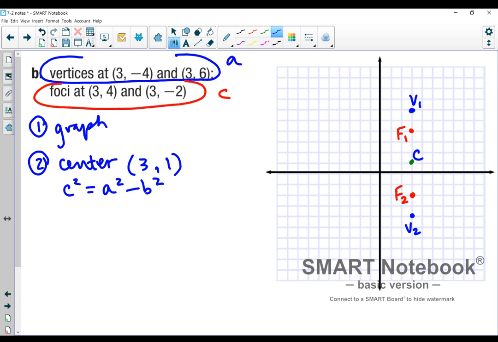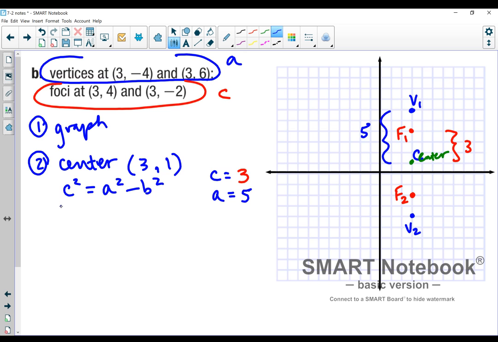So I know that C is going to be that distance from my center to the foci. I probably shouldn't call this a C, I should call this the center. So from my center to my foci is 3 units, and so I'm going to call this 3. Now when I am looking at my vertices, from my center up to my vertices, that is 1, 2, 3, 4, 5 units. So that tells me that A is going to equal 5. So now I have everything I need to solve and find B.